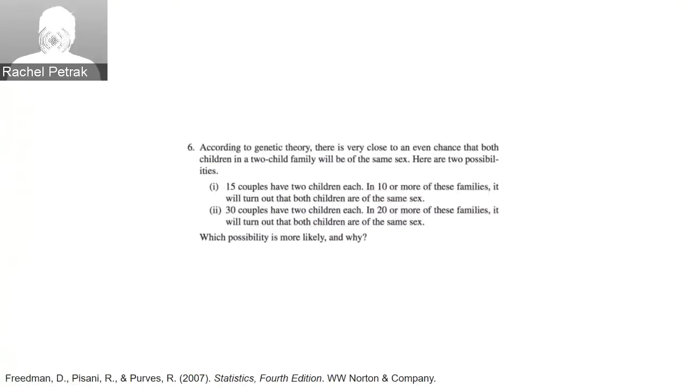According to genetic theory, there's very close to an even chance that both children in a two-child family will be of the same sex. There are 2 possibilities. 15 couples have 2 children each. In 10 or more of these families, it will turn out that both children are of the same sex. Or 30 couples have 2 children each. In 20 or more of these families, it will turn out that both of the children are of the same sex. And which one is more likely?